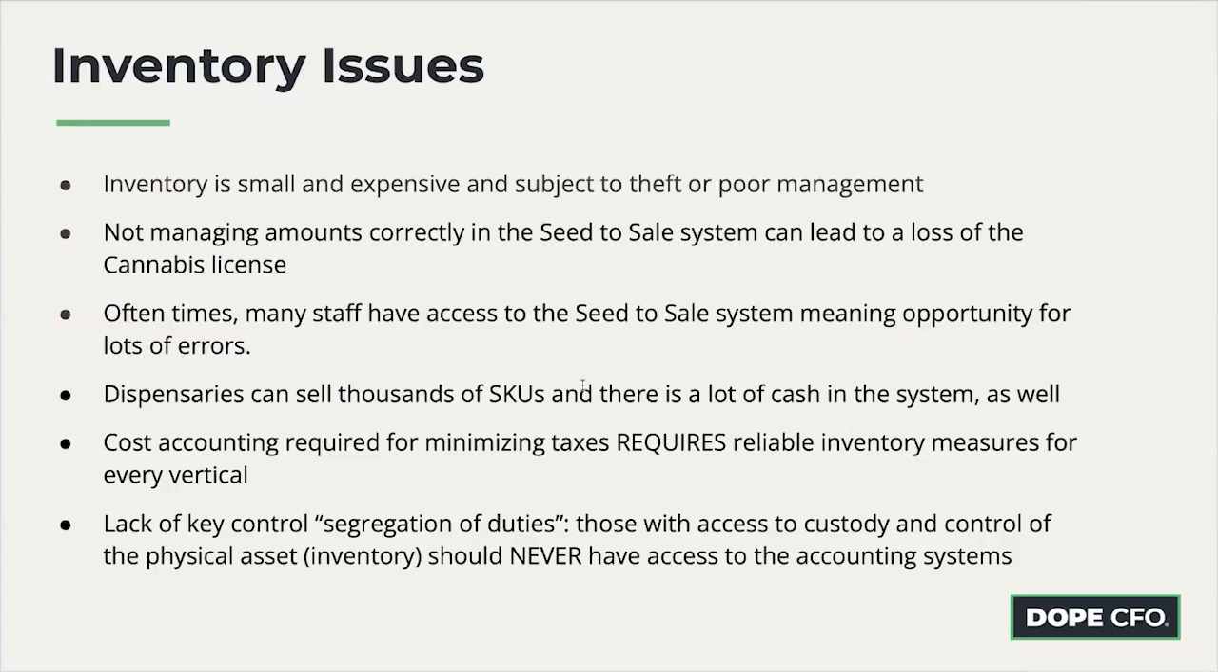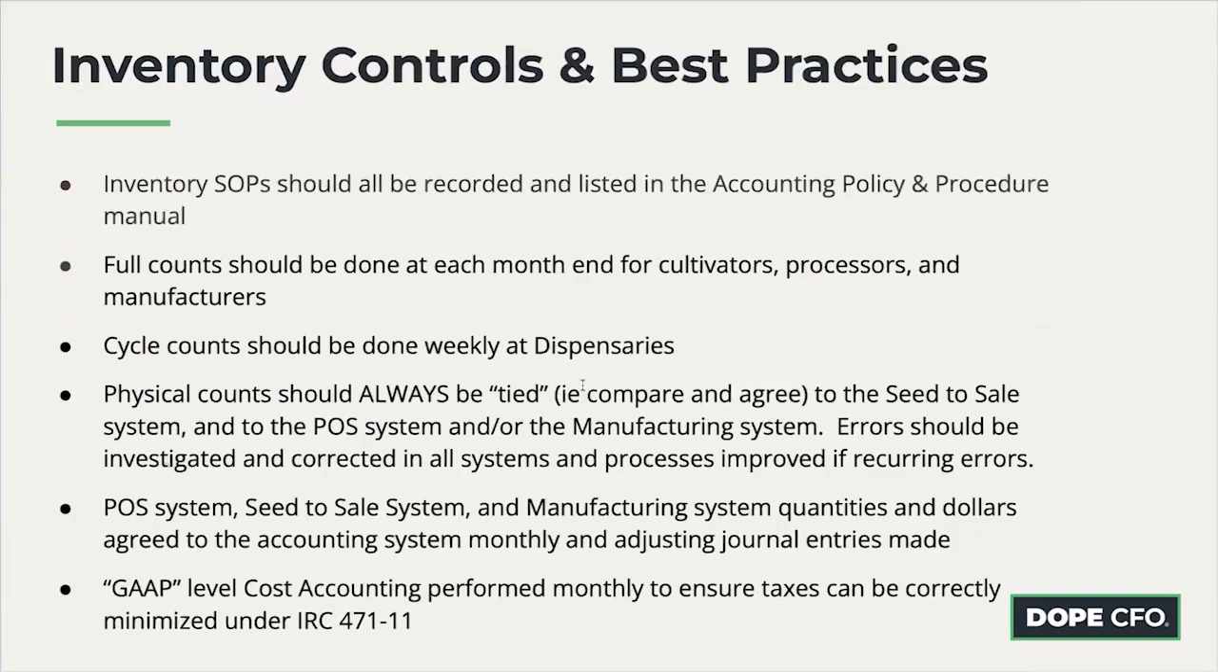Yeah, so anyway, lots of inventory issues. We're going to have the SOPs and the accounting policy and procedure manual. We're going to make sure to have segregation of duties. We're going to do full counts every month on our cultivators, processors, manufacturers, and dispensaries, with cycle counts every single week. Many do it actually daily.